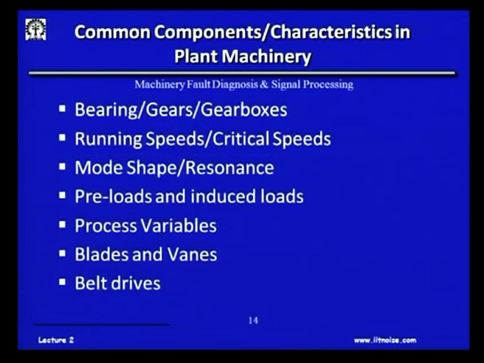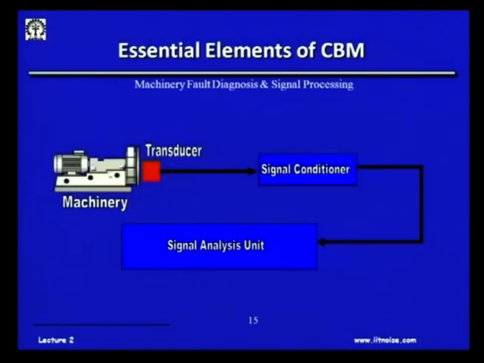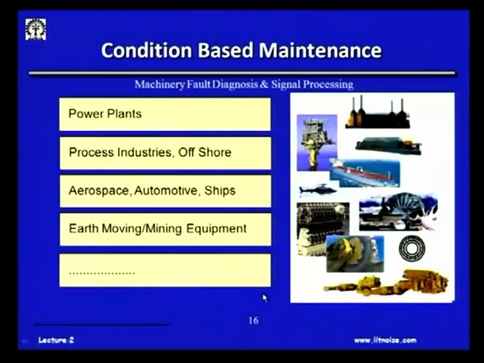Okay. So, as you all know by now, these are the common elements in the plants and machineries which we will be talking about in this course, and this is the generic arrangement of CBM: the transducer, signal conditioner, and the signal analysis unit. Okay. And you will see CBM is used almost everywhere, and in the subsequent classes you will see how we use it on different machines.